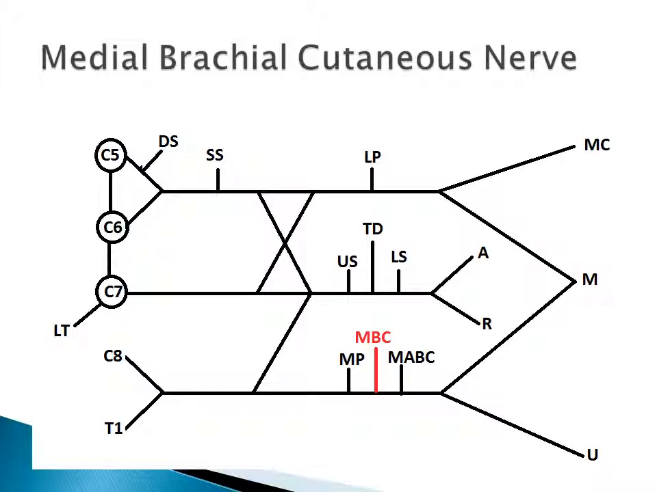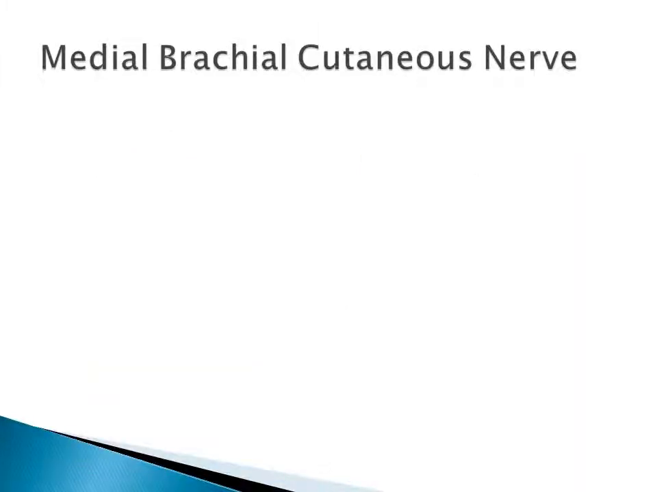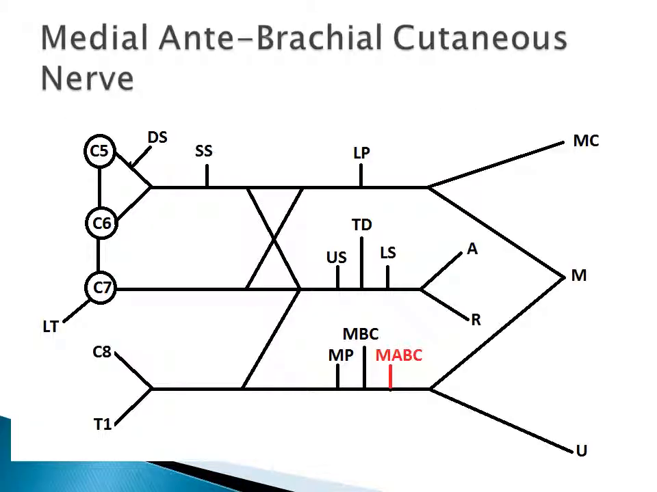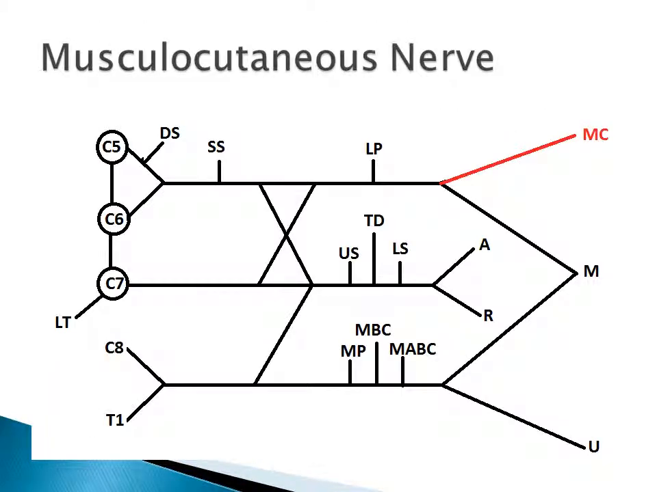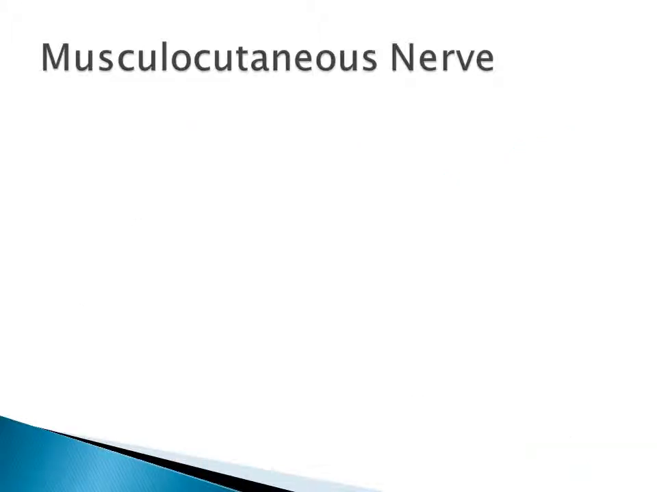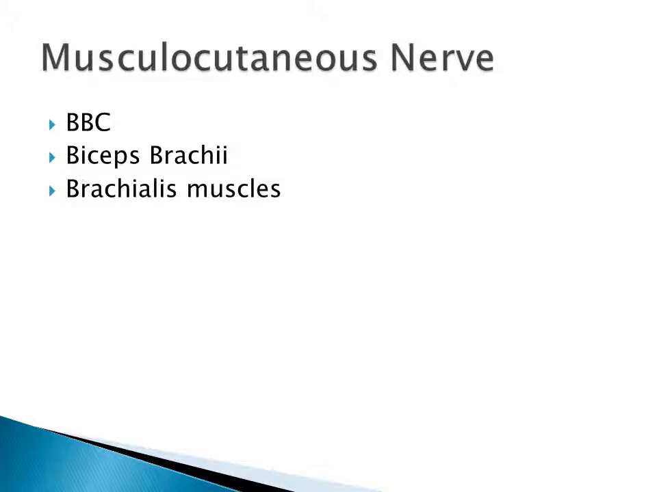The medial brachial cutaneous nerve, in addition to the medial antebrachial cutaneous nerve, is what I call a Ronseal job, as it does exactly what it says on the tin, and thus I will quickly skip over these and move on to the musculocutaneous nerve. The muscles innervated by the musculocutaneous nerve can be remembered by the acronym BBC, which stands for the biceps brachii, the brachialis muscle, and the coracobrachialis.